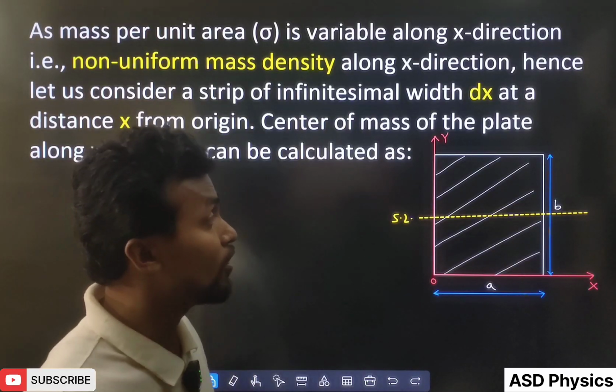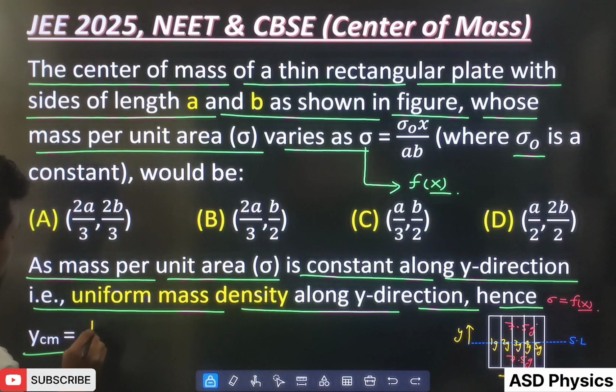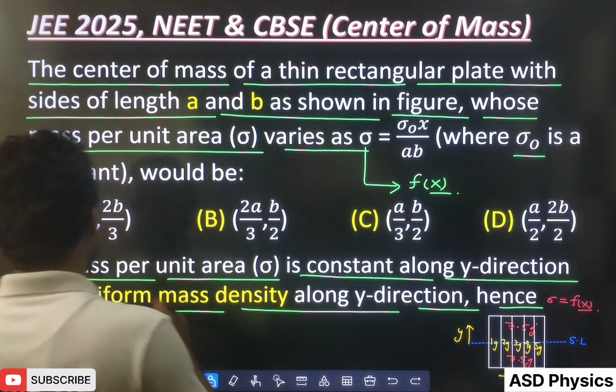That means what is the YCM coordinate? It will be half of b. That means how much? b by 2. So here the YCM value is b by 2. So which option can be wrong?